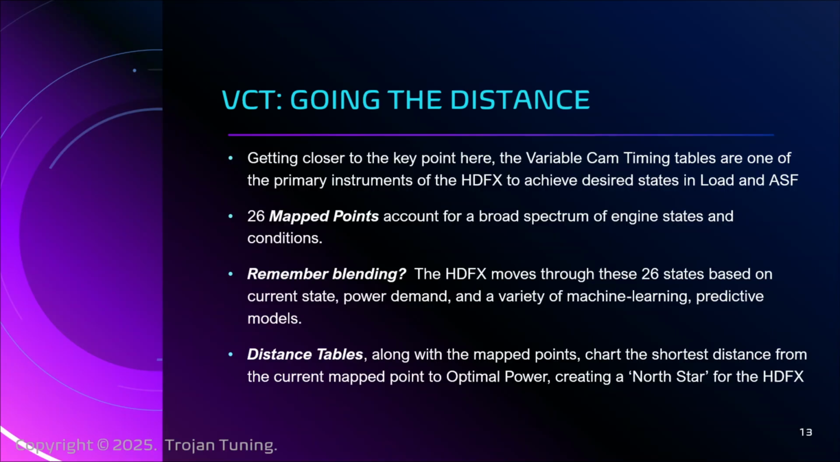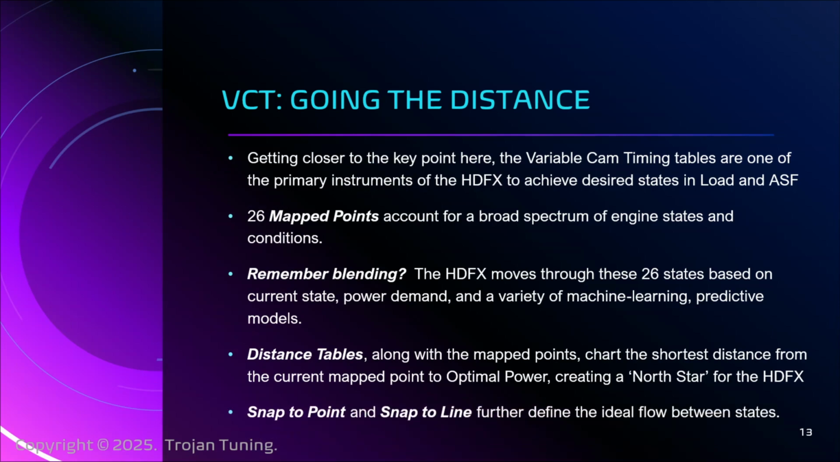And those distances, they create a defined path. And so that path is further defined in the snap to point and snap to line tables. And if you really get deep into this, you can actually graph on a grid the different states in map points, and you can see in real time how the HDFX moves through these circular cyclical patterns as it moves through the different states. I'm not going to get into that here. It's beyond the scope of this tutorial. But these are the key components of the HDFX and how it's moving through all these states of information and flow, operation.